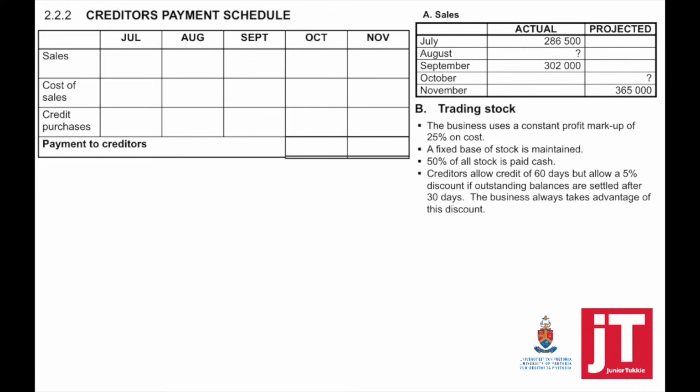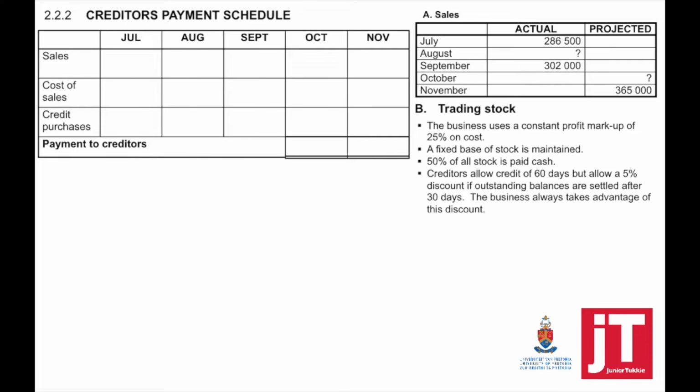If we look at the information, the business uses a constant markup of 25% on cost. A fixed base of stock is maintained. 50% of all stock is paid cash. Creditors allow credit of 60 days, but allow a 5% discount if outstanding balances are settled after 30 days. The business always takes advantage of this discount. So we do have 60 days to pay. But as a business, we decide that we want to pay them in 30 days or after 30 days so that we can get a discount for early settlement.